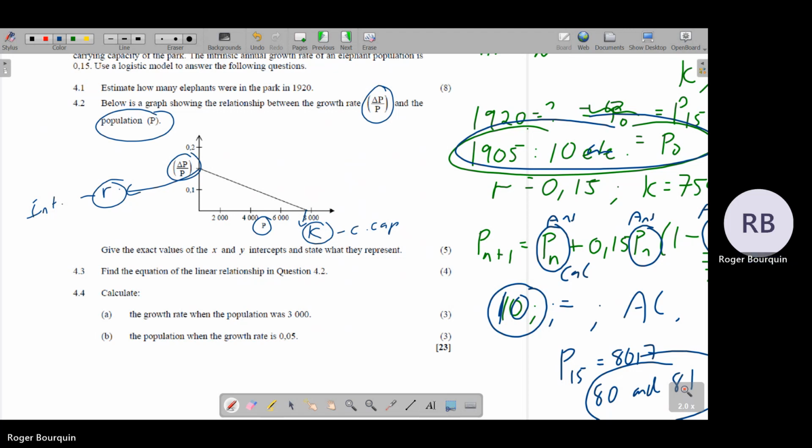Okay. But give the exact values of the X and Y intercept and say what they represent. Well, let's answer that question really. Okay, so the y-intercept, x-intercept is what? Well, they told us what the carrying capacity was. So it's carrying capacity, and what did they say it was? 7,500. So this thing over here is 7,500.